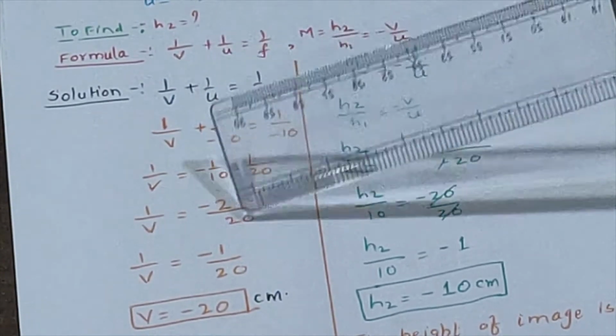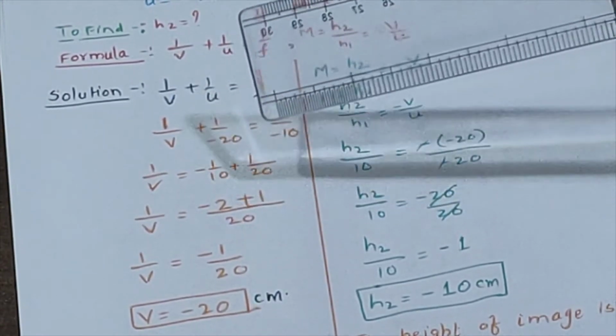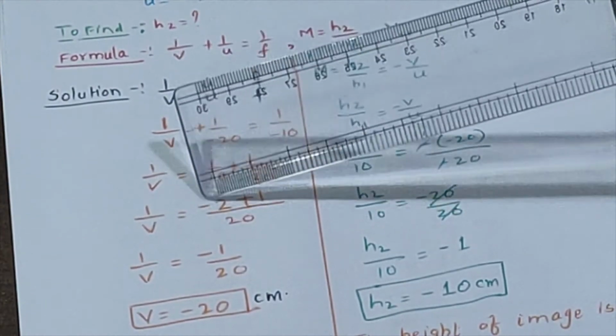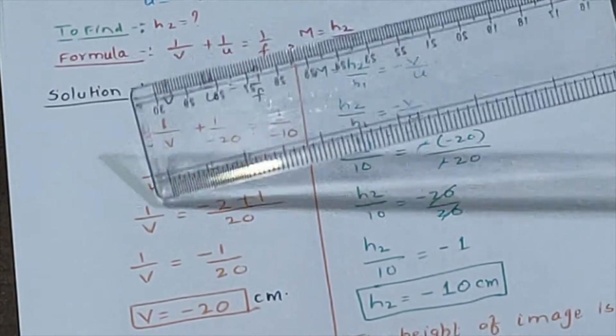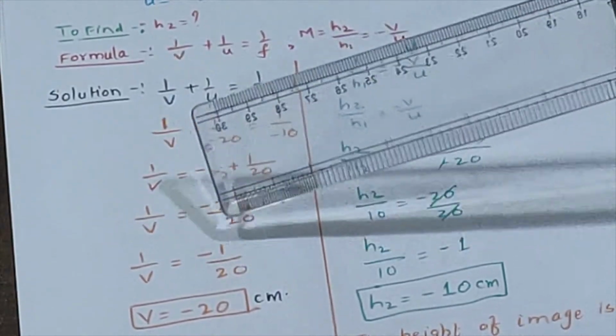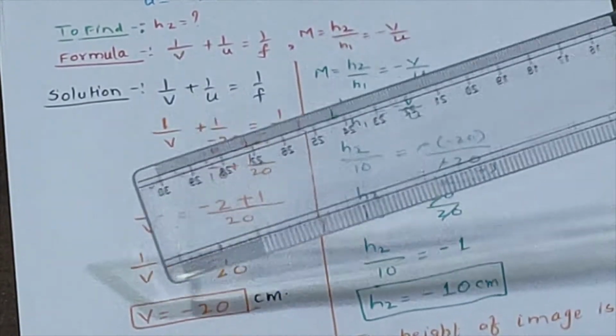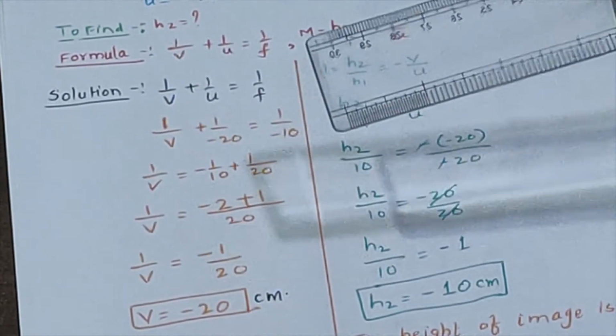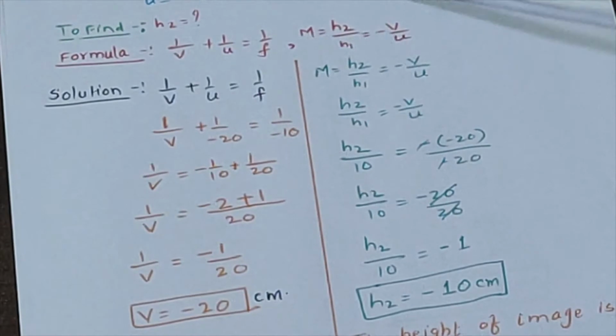Similarly, here 20 will be divided by 20, which comes as 1. 1 will be multiplied in numerator. So 1 into 1 is 1 only. So it's minus 2 plus 1. So 1 upon v is equals to minus 2 plus 1, which is minus 1 upon 20. So v is equals to minus 20 centimeter. This is your v. See, we never wanted v, but then we have to find it because of the demand of the formula.